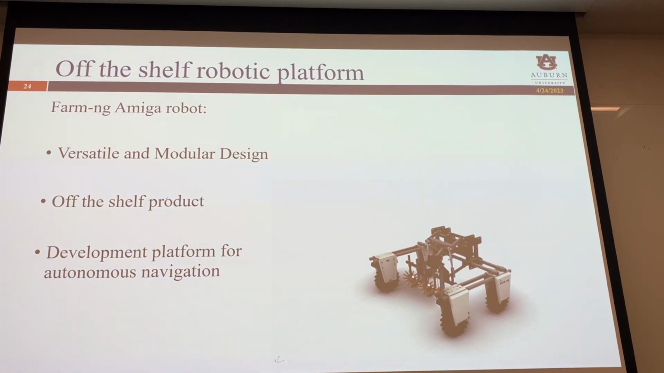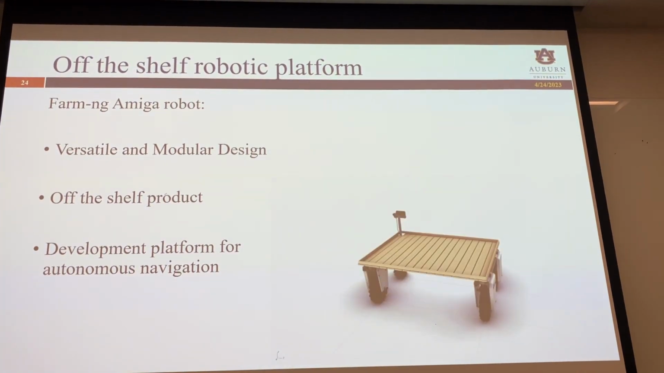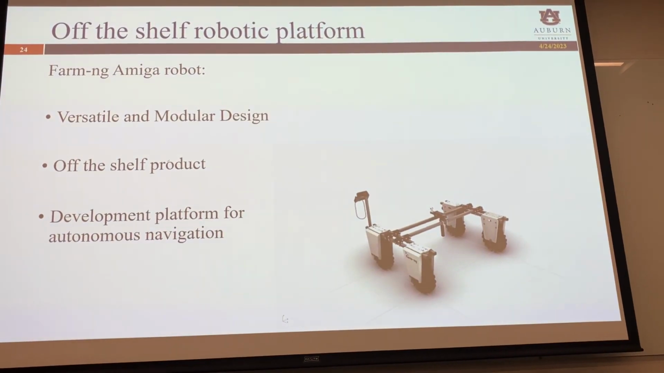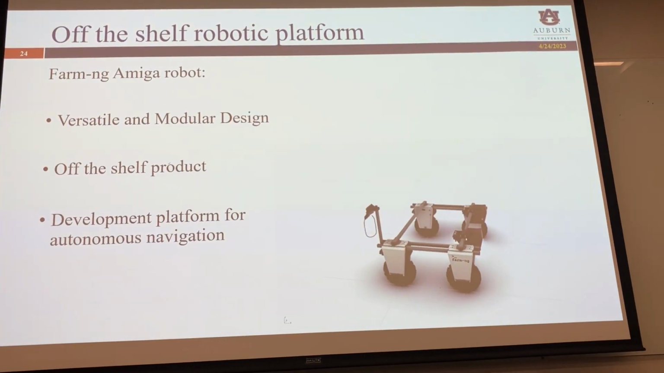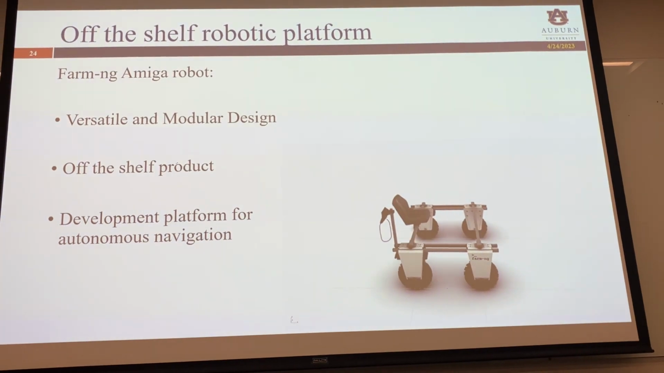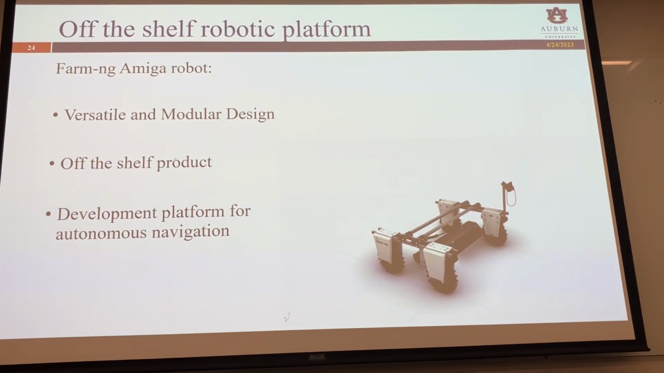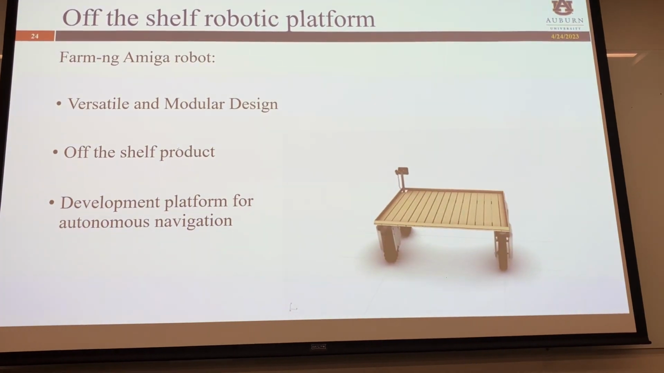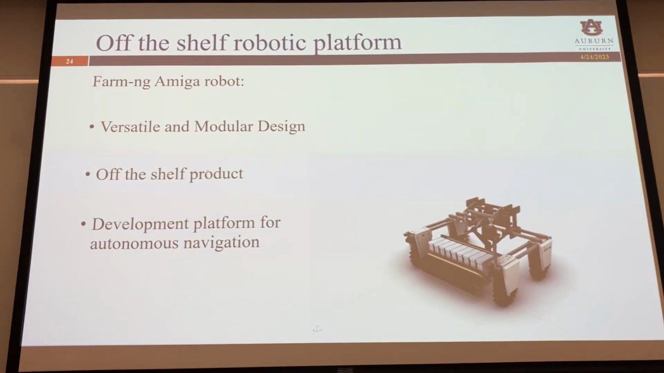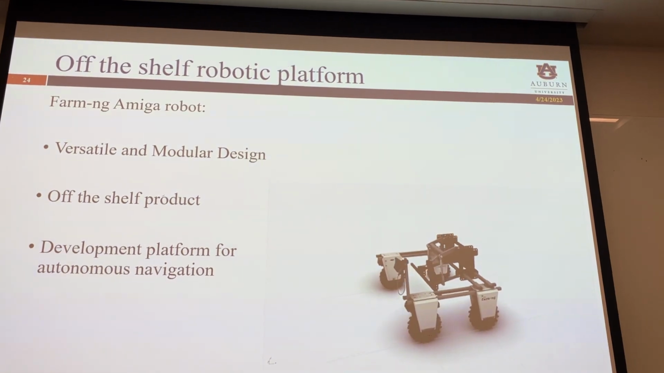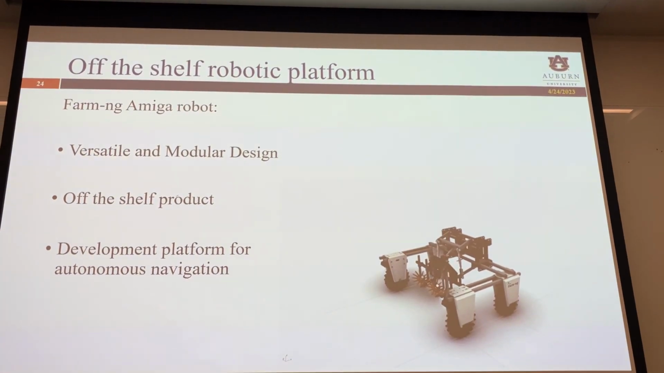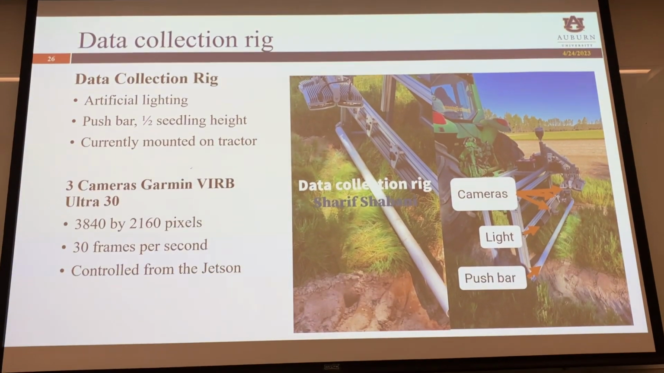And other than the robot that I showed you that was built, we also bought an off-the-shelf robot called Amiga, and it's really good for developing robotic platforms, because as soon as you buy it, it's already working. You just try to work on the software part. You spend less time on hardware connections.